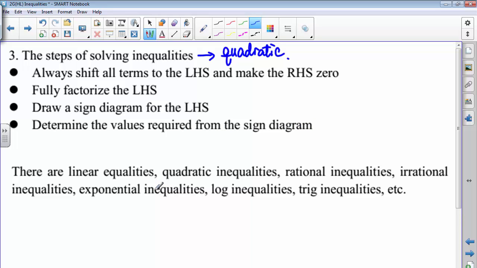In mathematics, we have different types of inequalities. We have linear inequalities, quadratic inequalities, rational inequalities, and so on. Later on, we also will learn exponential inequalities, log inequalities, trig inequalities, and etc.